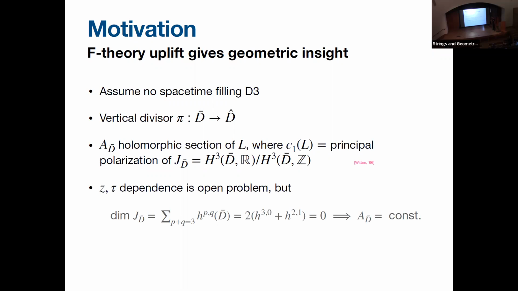And while the details of this structure won't be too important for the remainder of the talk, one thing that's going to be useful is to notice that the dimension of this thing is equal to a sum over Hodge numbers. And when the dimension is equal to 0, it turns out that this is sufficient to ensure that the Pfaffian prefactors are constant. So we can sidestep this open problem of understanding the moduli dependence by focusing on situations where we know that the moduli dependence trivializes.